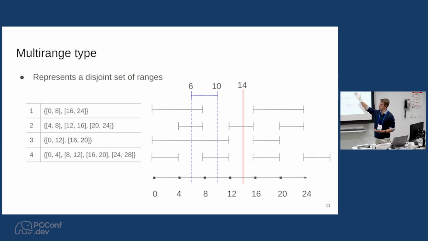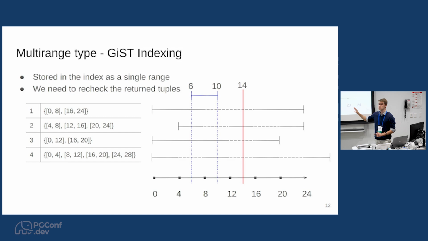You're looking for all the multi-ranges that contain the number 14. The result is a single tuple. You might want to skip all of the other ones and use an index scan. So how are these multi-ranges currently indexed in Postgres?